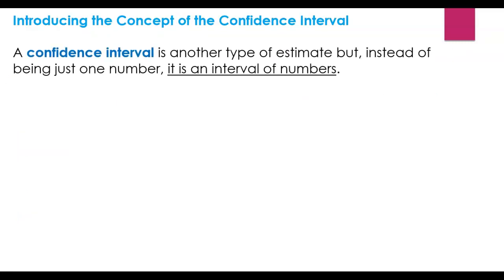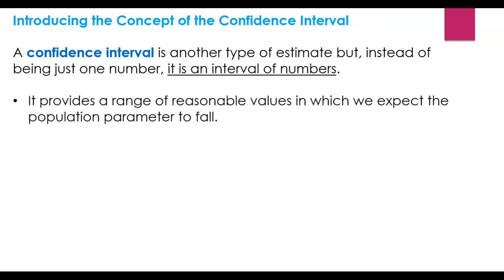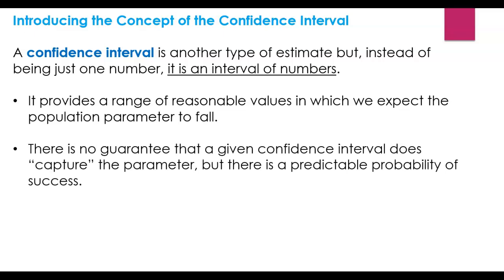A confidence interval is another type of estimate, but instead of being just one number, it is an interval of numbers, essentially a range. It provides a range of reasonable values in which we expect the population parameter to fall. There is no guarantee that a confidence interval does capture this parameter, but there is a predictable probability of success.